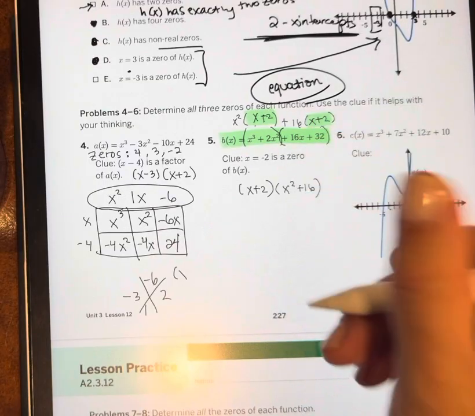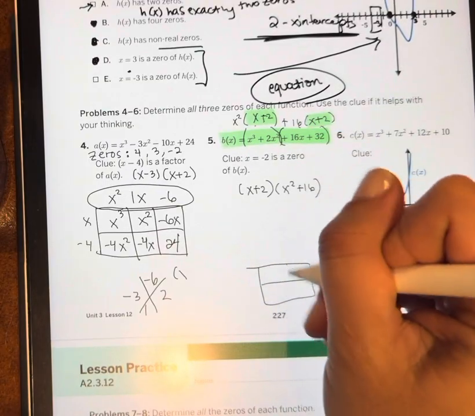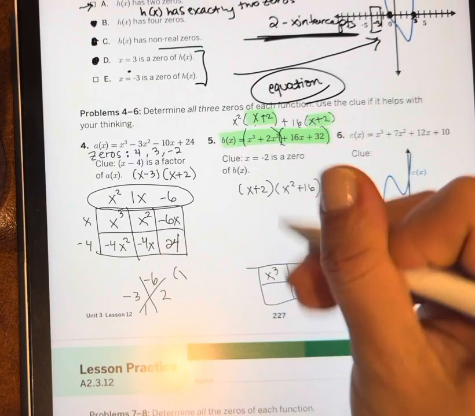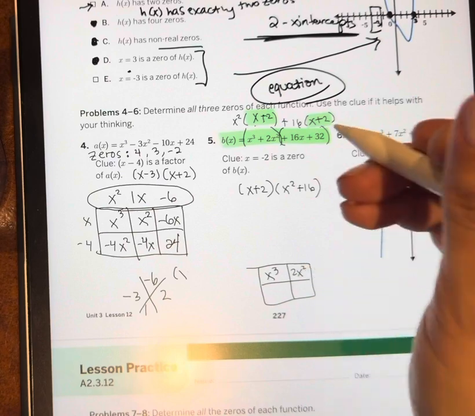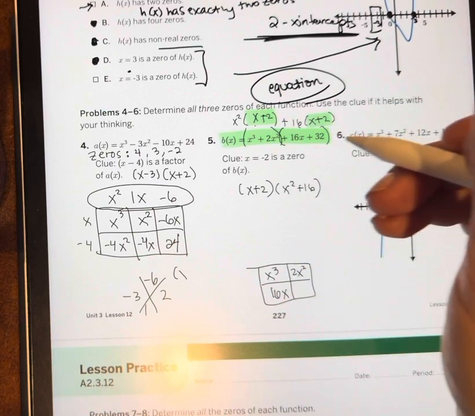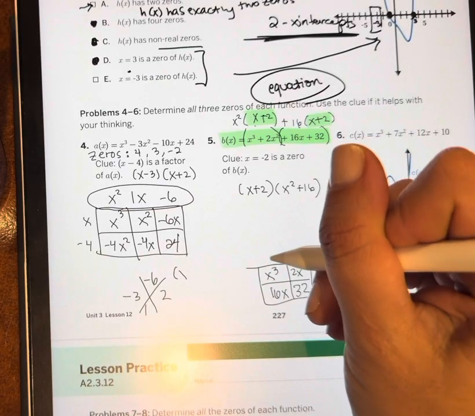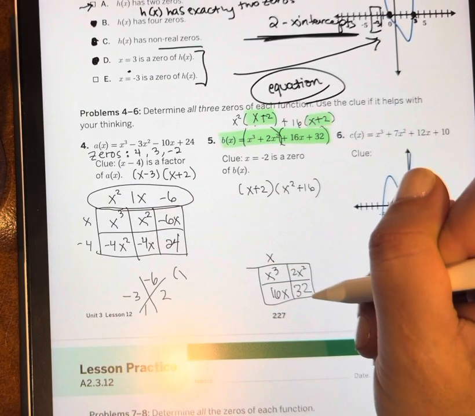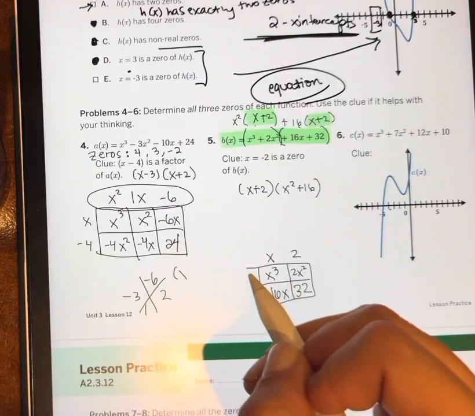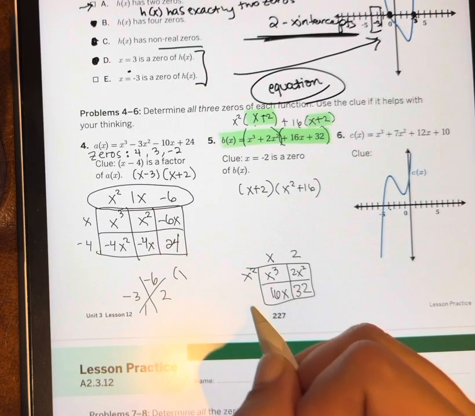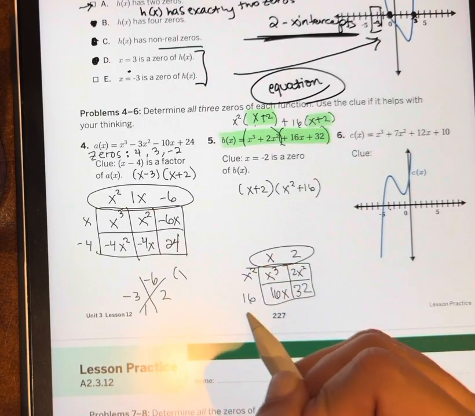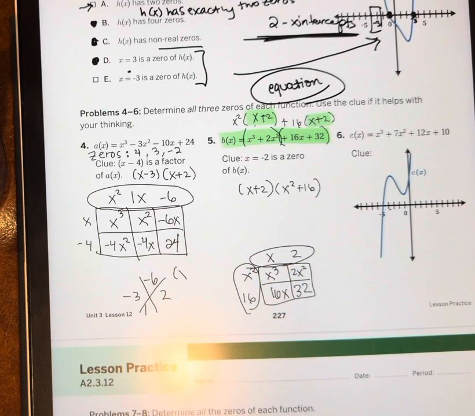Another way you could factor this is to go to the box at this point and just put x cubed, 2x squared, 16x, and 32 in the box, and then start taking things out. So here you could take out an x, here you could take out a 2, here an x squared, here a 16. So you see x plus 2 and x squared plus 16.